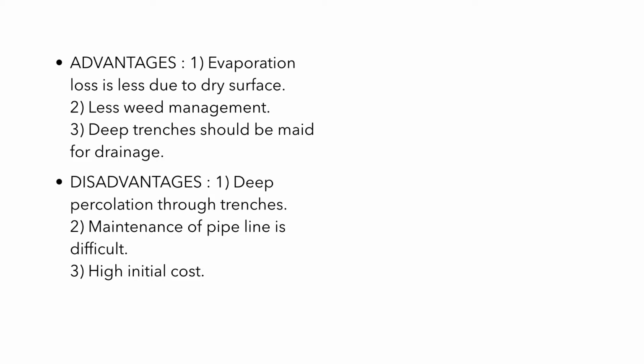And the third disadvantage of the subsurface irrigation system is its high initial cost. Considering the cost of the pipe and the holes which we make in that pipe, overall this point wants to say that it has a high initial cost.